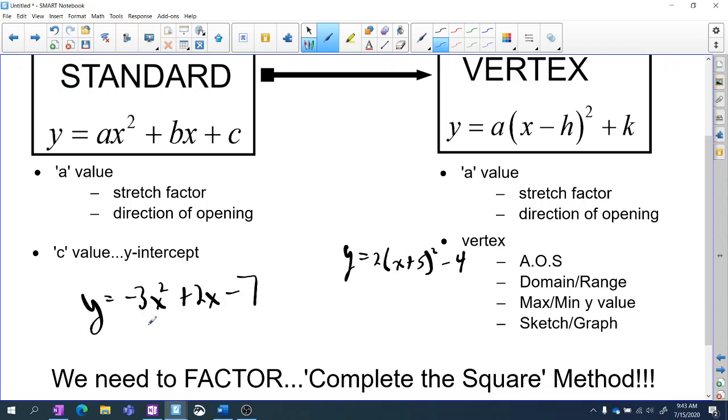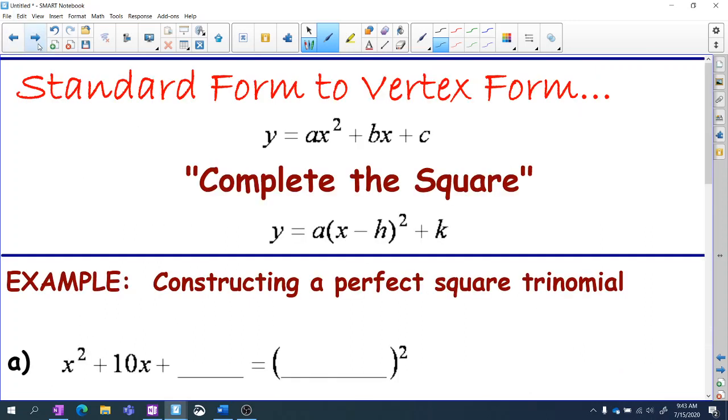Therefore, it's going to be important that if I had this, I want to be able to know how I can take this form and turn it into this form. So that's what I'm going to show you how to do. That's kind of the essence of this lesson that we pick up on, a method called completing the square. Okay, so here we go. We want to go from standard form to vertex form.